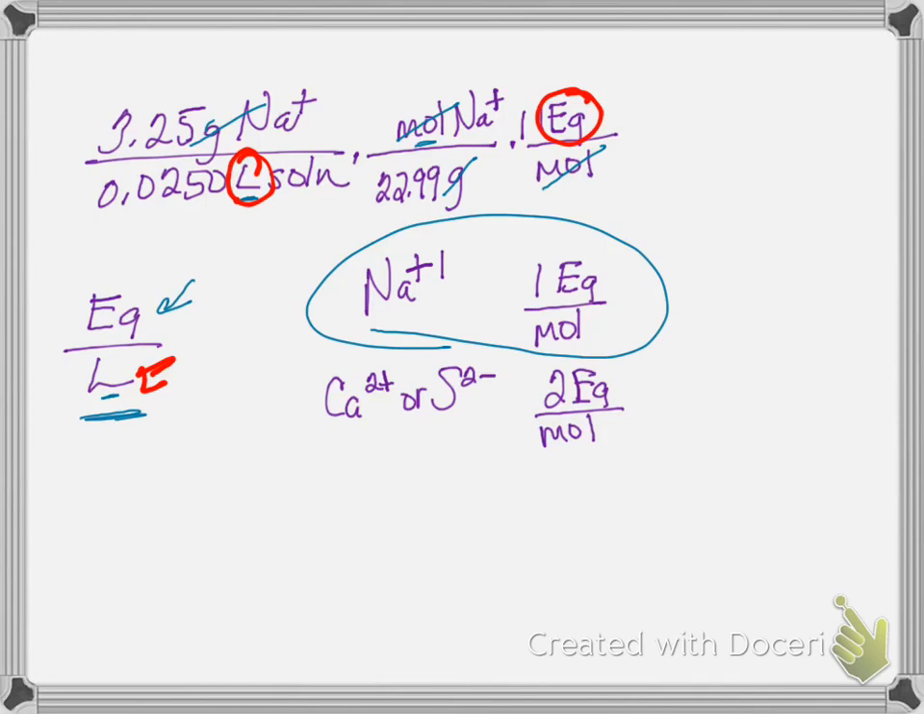So now we can just do the math. So now we have 3.25 grams, divided by 0.0250, and then divide that by 22.99. And what we end up with is 5.65 equivalents per liter, because those are the units that are left.